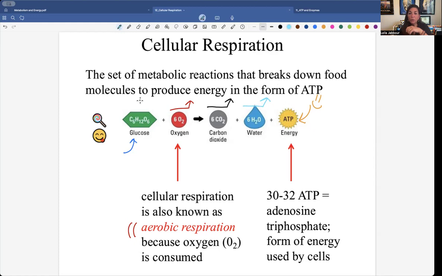Okay, so overall, this chemical reaction will end up releasing as many as 30 to 32 ATP molecules for every 1 glucose. So if we have 1 glucose here, we end up with around 30 to 32 adenosine triphosphate molecules. Okay, so that's the big picture. You absolutely have to know this. You have to know that there's glucose and oxygen as your substrates, your reactants, and the products at the end are carbon dioxide and water, and of course the energy which is the purpose of cellular respiration.